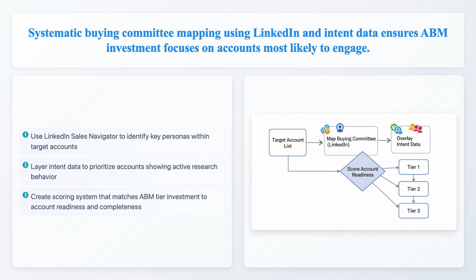Which accounts are showing research behavior around carbon accounting, sustainability reporting, or regulatory compliance? Prioritize accounts where you see both the right people and active buying signals. Create a scoring system. Accounts with complete buying committee identification plus recent intent activity receive highest priority for Tier 1 treatment. Accounts with partial committee mapping and some intent signals go to Tier 2. Accounts with basic firmographic fit but no intent signals start in Tier 3 for nurturing.